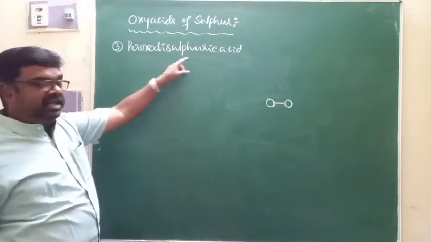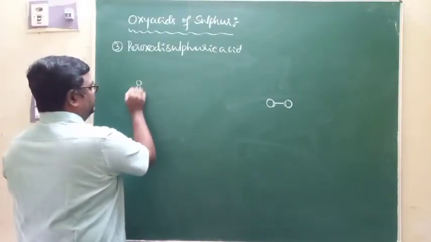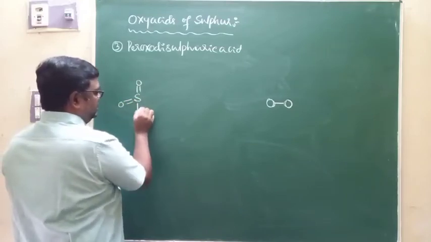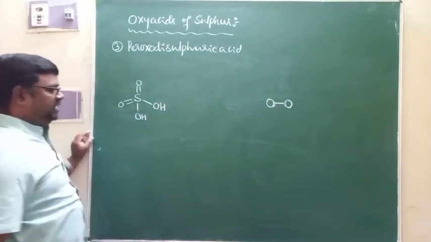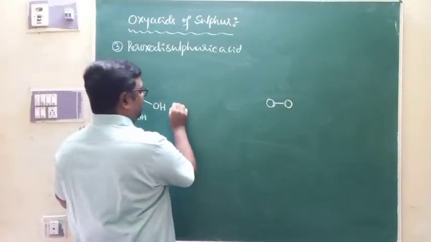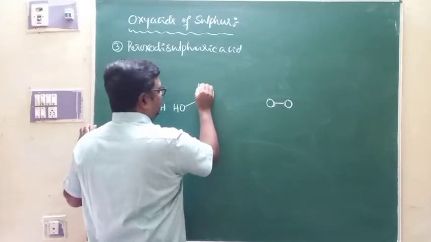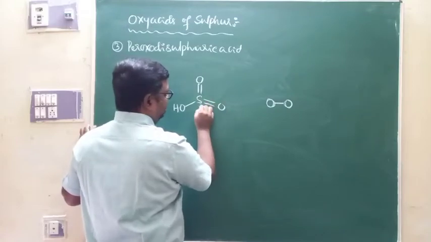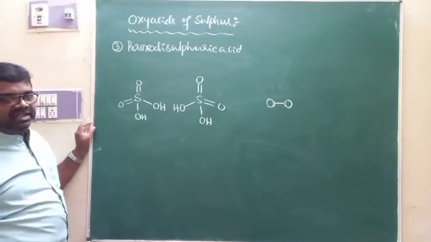Peroxodisulfuric acid. What I will do first is write the structure of sulfuric acid, 1 molecule of sulfuric acid. You write one more molecule of sulfuric acid. Yes, this is one more molecule of sulfuric acid. I am taking two sulfuric acid molecules.